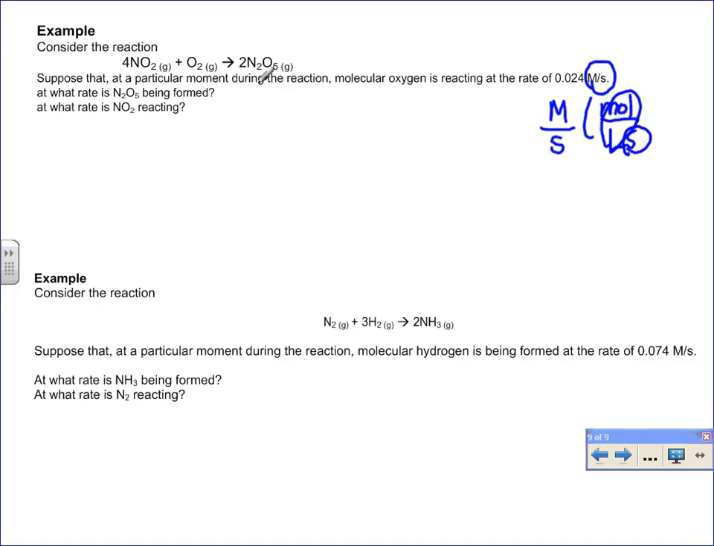When you know the rate of one particular substance, so in this case we know the rate that oxygen is reacting, 0.024, we can determine the rate of something else. So we can determine the rate of formation of N2O5. The ratio between these is 1 to 2. So N2O5 is going to be produced at double the rate that the oxygen is being consumed. So the rate is 0.048 mole per liter per second, or molar per second.